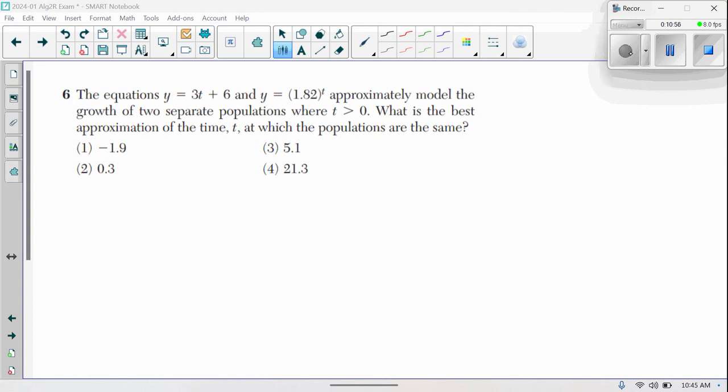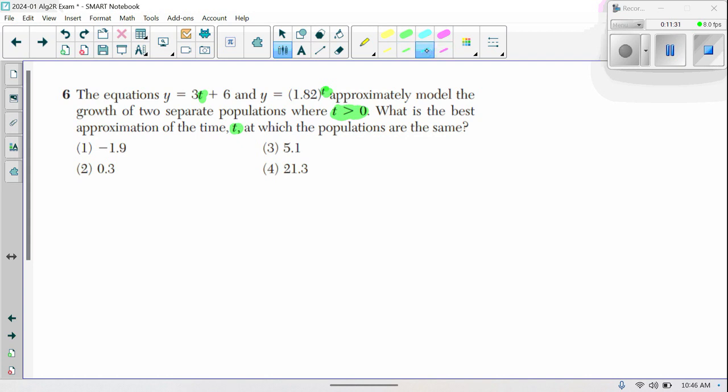I like problem 6. We're going to use a calculator for it, kids. The equations y equals 3t plus 6 and y equals 1.82 raised to the t approximately model the growth of two separate populations where t is greater than 0. What is the best approximation of time t at which the populations are the same? So just for reference, I'm going to graph these. The t is my x value. x has to be bigger than 0, and they want to know what x is.